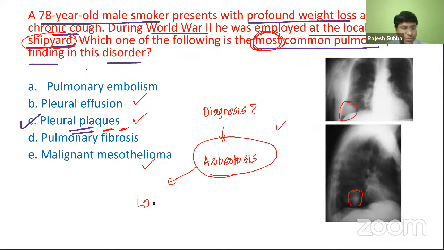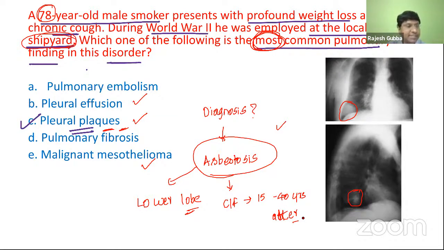Next, the other point is, which lobe is commonly affected in asbestos? Remember, in case of asbestosis, the lower lobe abnormalities are very common. Lower lobe abnormality is predominantly seen in patients with asbestosis. And see, he is a 78-year-old man, right? And when will the clinical manifestations of asbestosis develop? It may occur 15 to 40 years after the initial exposure.